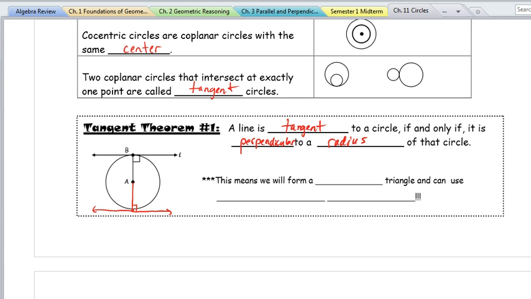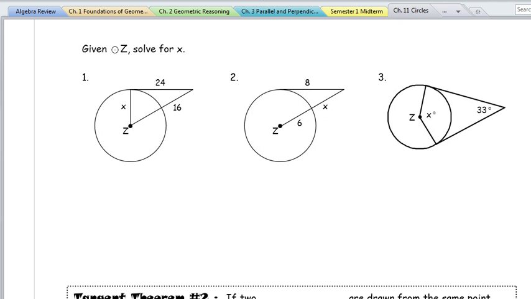What this means is, and this is where we get to go back to our triangles, we'll be able to form a right triangle and use your favorite Pythagorean theorem. And hopefully by now you're able to say that little tongue-twisting name. Again, that makes a right angle, and we're going to use that here in a second to find some information. So given z, solve for x.